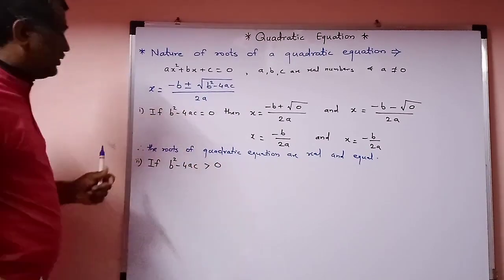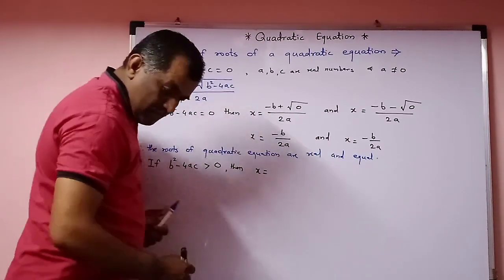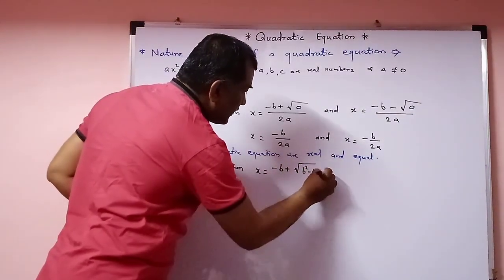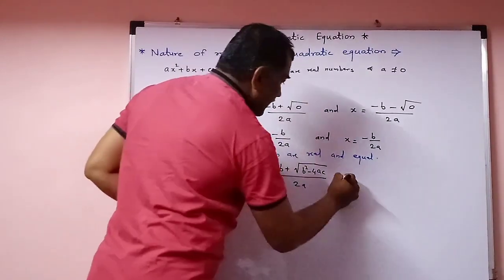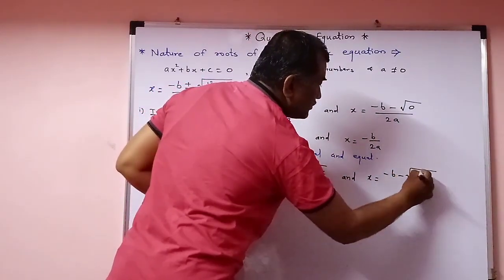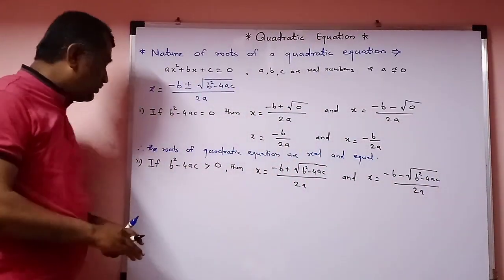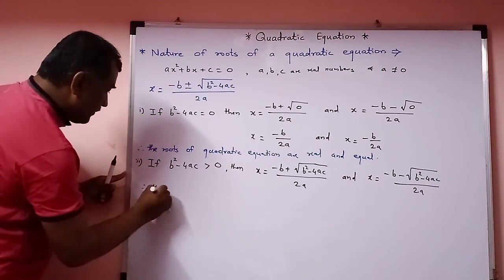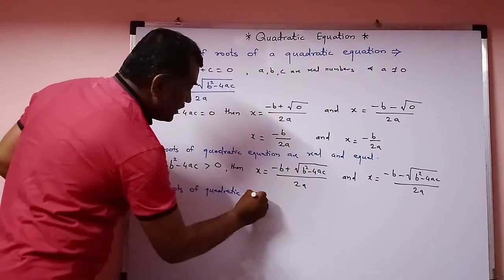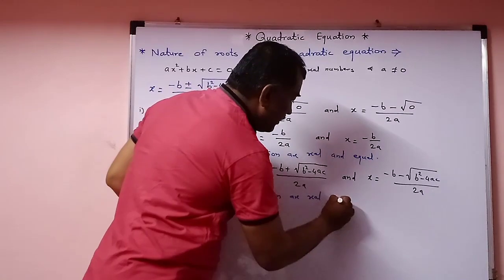Second condition, if b square minus 4ac is greater than 0, then x is equal to minus b plus square root of b square minus 4ac upon 2a and x is equal to minus b minus square root of b square minus 4ac upon 2a. b square minus 4ac is greater than 0, then the roots of quadratic equation are real and unequal.